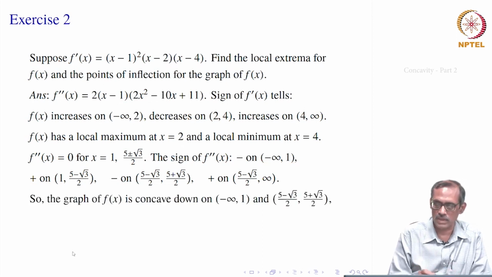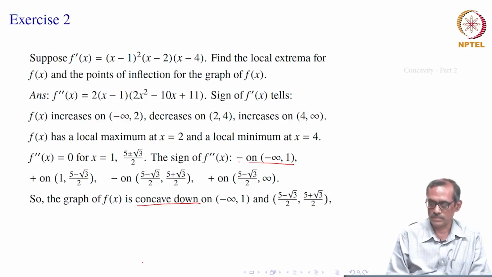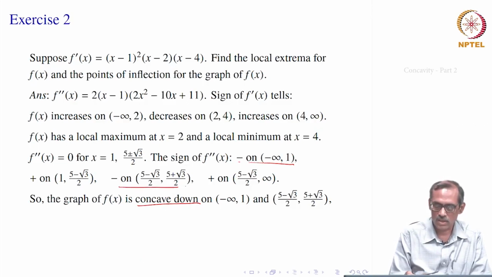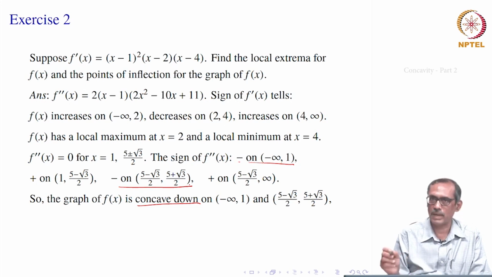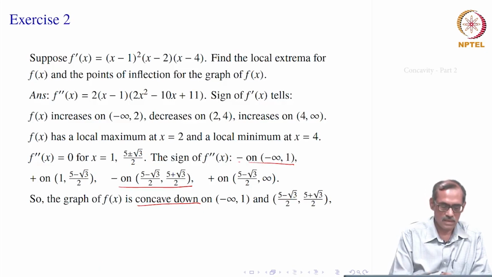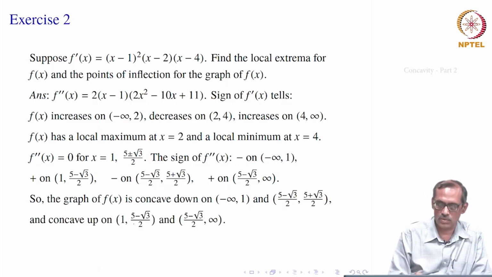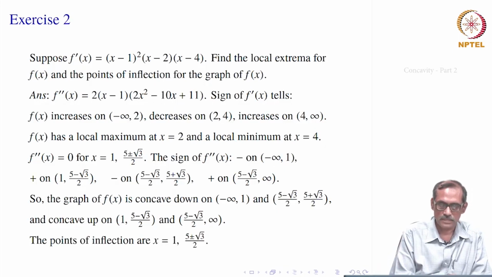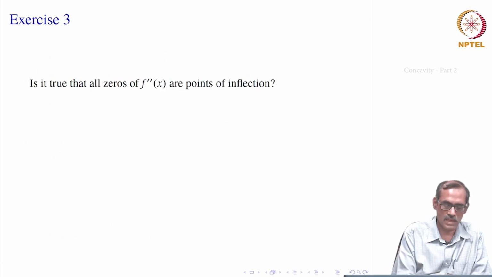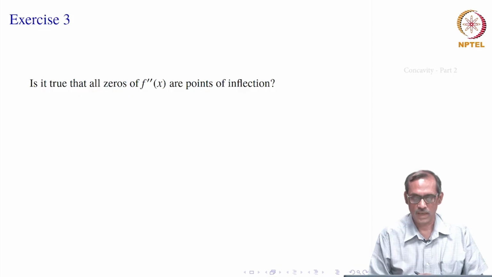So, all these points are points of inflection. It is negative on minus infinity to 1, so there f of x is concave down, and it is also negative on 5 minus root 3 by 2 to 5 plus root 3 by 2, there also it is concave down, right. On the other 2 intervals, 1 to 5 minus root 3 by 2 and 5 plus root 3 by 2 onwards, it is concave up, and all the 3 are points of inflection. Okay. So, now you can try how it will look.